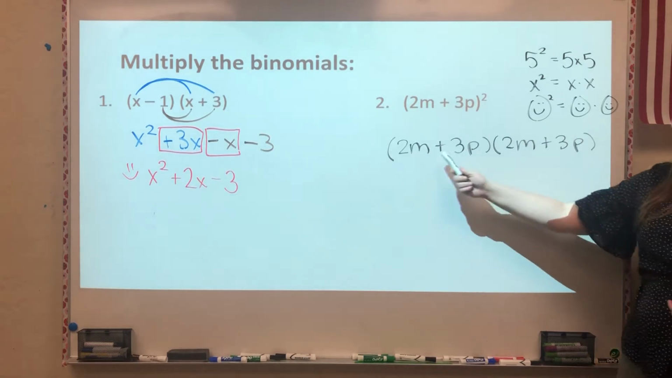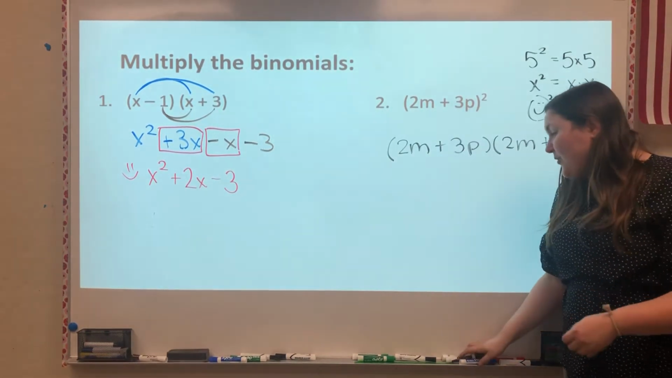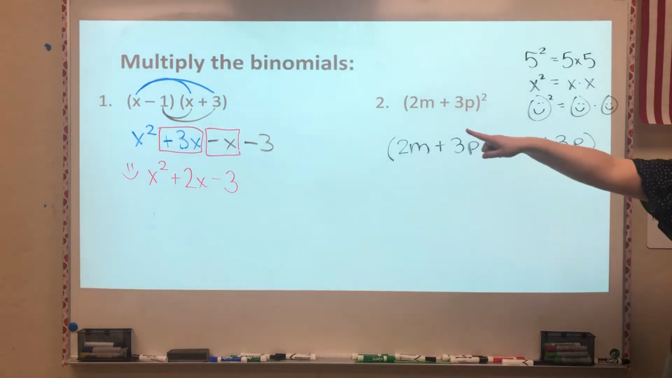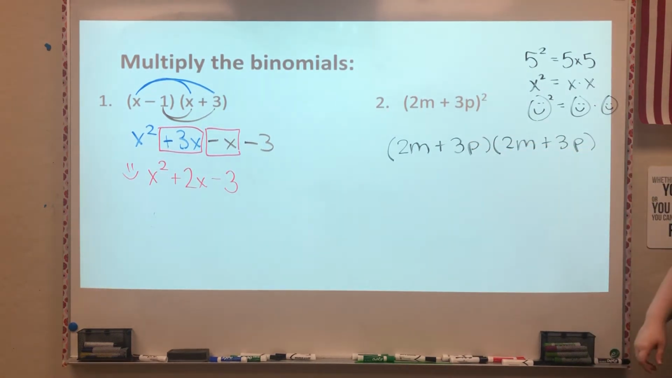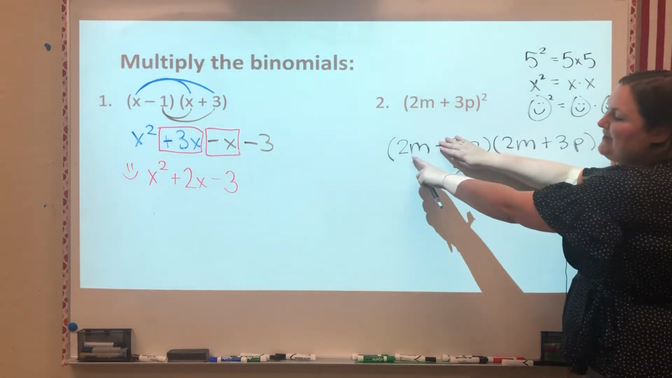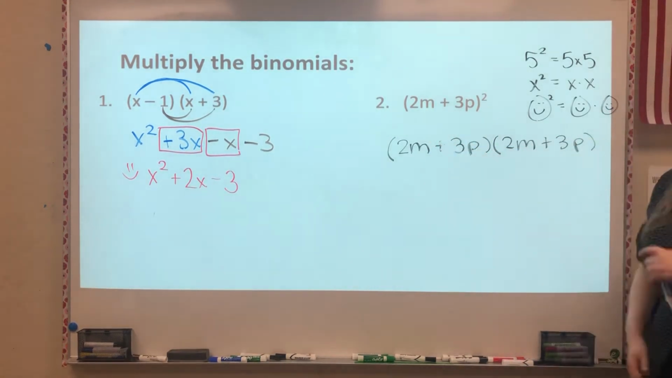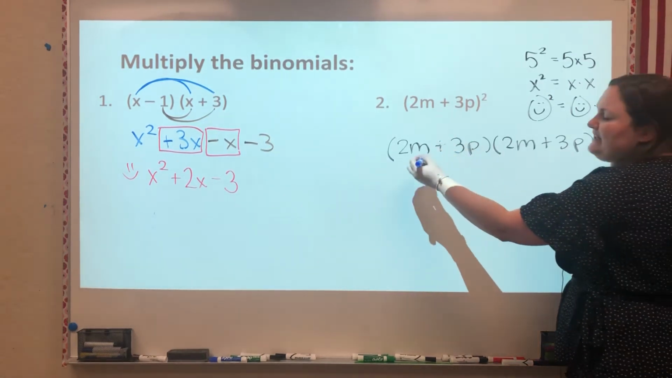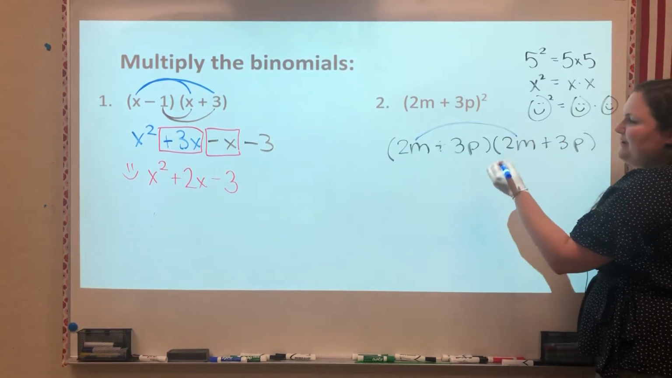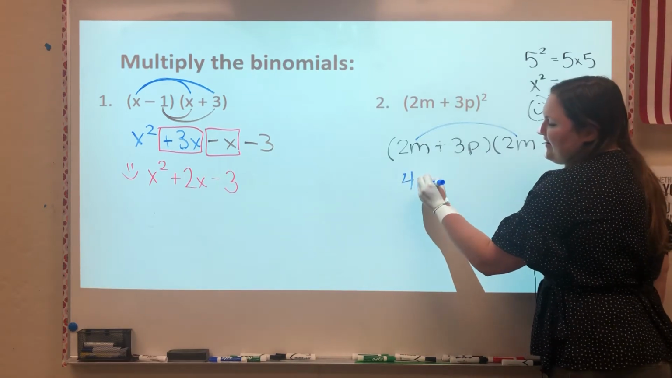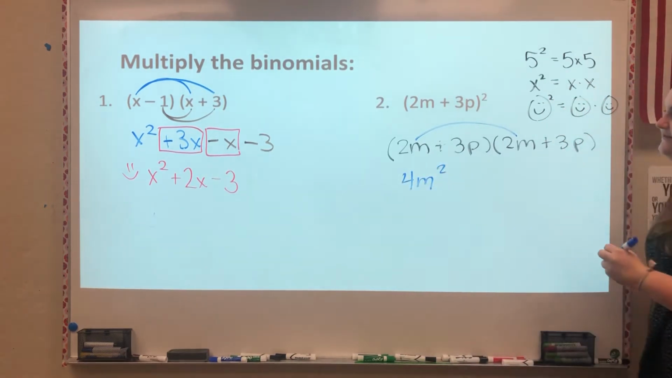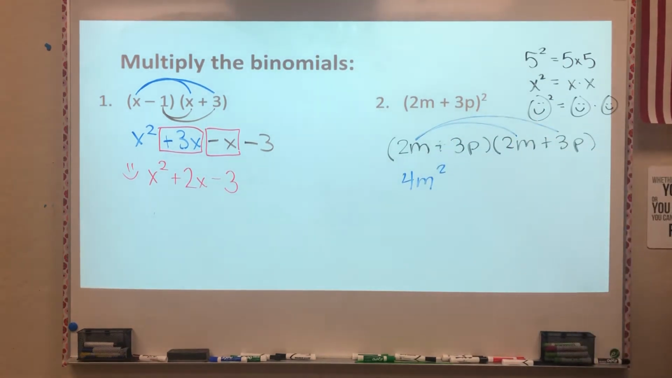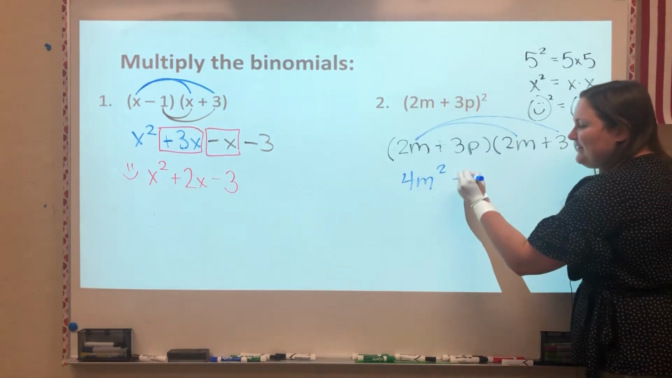So writing it like this will be my first step. Once I've got it like that, now all I have to do is multiply, just like we did before. The first thing I'm going to do is take my 2m and distribute that. What should I get when I do that? Well, when I distribute, 2m times 2m gives me 4m squared. And then the 2m times 3p, well, 2 times 3 gives me 6, so I've got a plus 6 there.